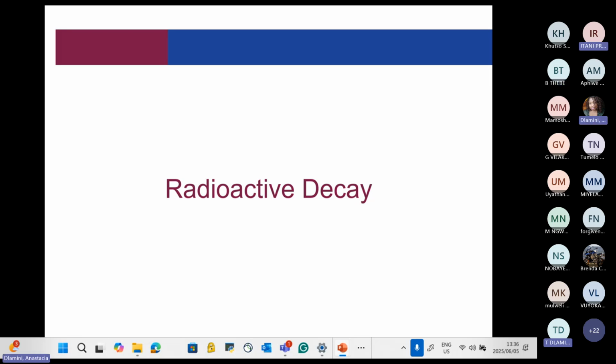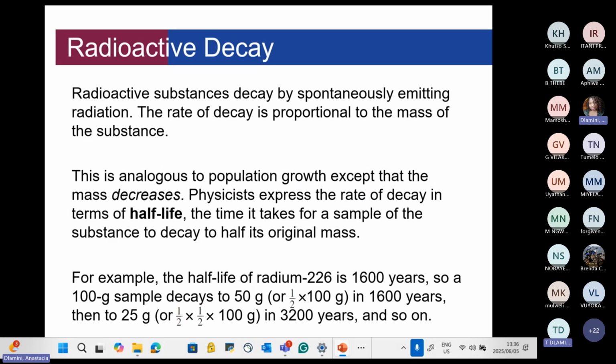Okay, so let's look at radioactive decay then. The radioactive substance decays by spontaneously emitting radiation. So the rate of decay is proportional to the mass of the substance. Whether it's directly proportional or inversely proportional, we'll see that. But if you look at it in your mind, if a metal had a mass of 50 gram, do you think in 5 years it will have a mass of 50 gram?